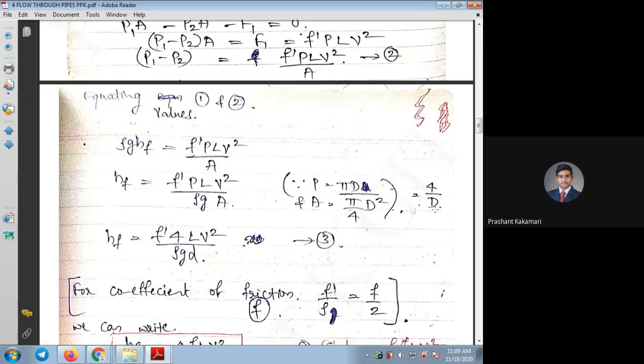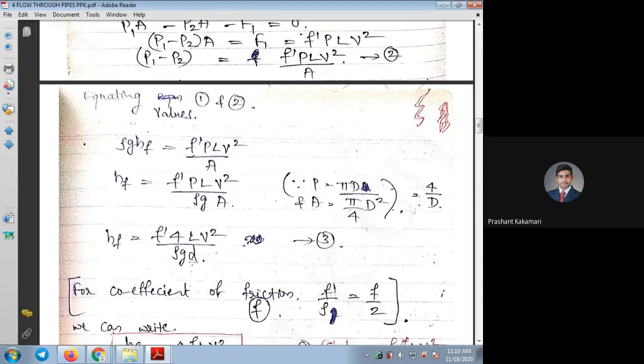Even if you don't know the perimeter or area, if you know the diameter, the ratio P by A will always be 4 by D. From this equation one can also find the diameter if it is not known, or if the perimeter is not known, or the area is known and the diameter is not known. Now I will replace this 4 by D in the main equation, that is HF equal to F dash 4 L V square divided by rho G into D. You can write capital D or small d, whichever.